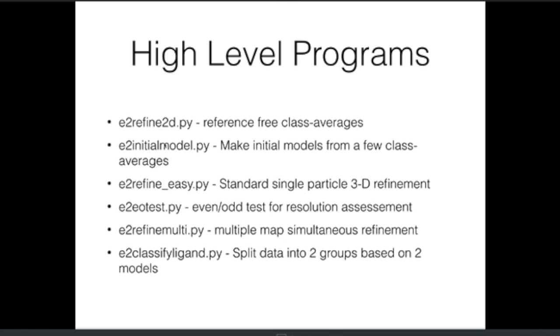Then there are some higher level programs. These are the programs which do things like 2D reference-free class averaging. E2 Refine Easy is the program that produces a 3D structure from 2D particle data. Initial model comes up with an initial guess at a three-dimensional structure based on the two-dimensional class averages that you produce here. So there's a variety of these high-level programs which perform different tasks within the system.